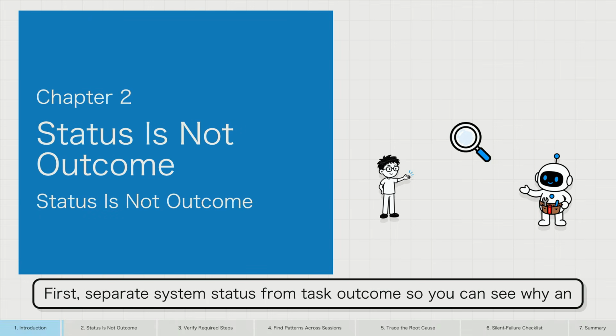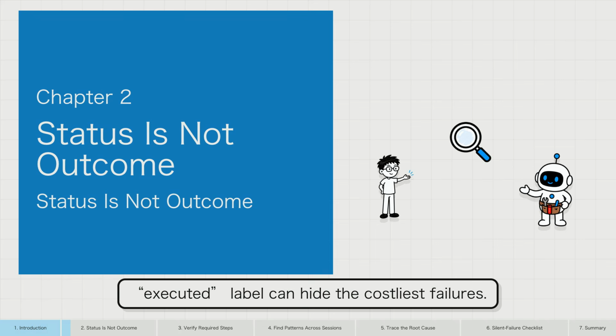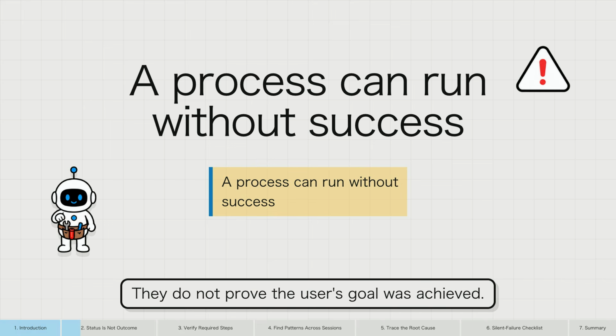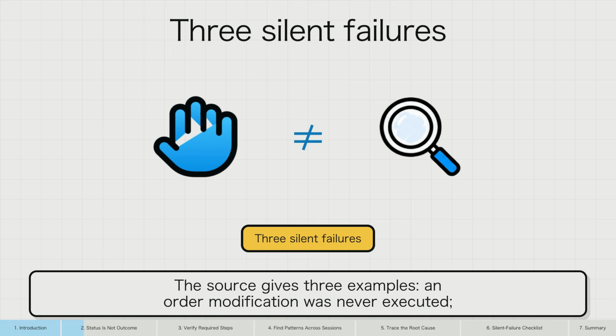First, separate system status from task outcome so you can see why an executed label can hide the costliest failures. A successful API call, healthy latency, and no exception only prove that a process ran. They do not prove the user's goal was achieved. The source gives 3 examples.